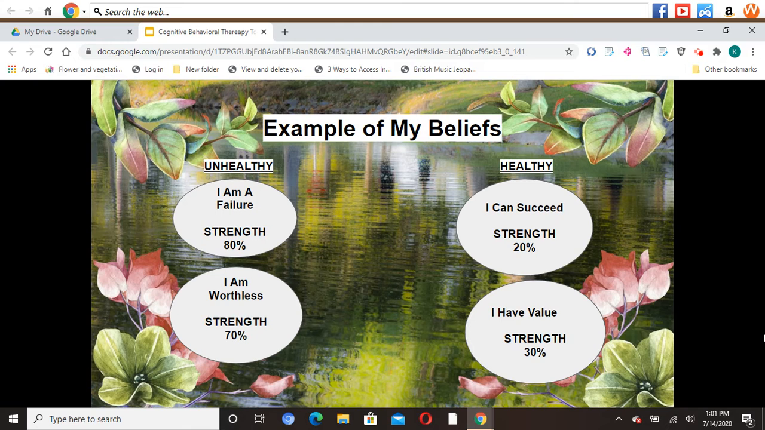Again, I'm worthless. How many times do you feel or think that you're worthless? For me, maybe 70%. And these are just different percentages. Yours might not be the same percentage or the same beliefs; these are just examples to give you an idea. So that's 70%. I have value, strength is 30%. That's 30% of the time that I feel like I have value.